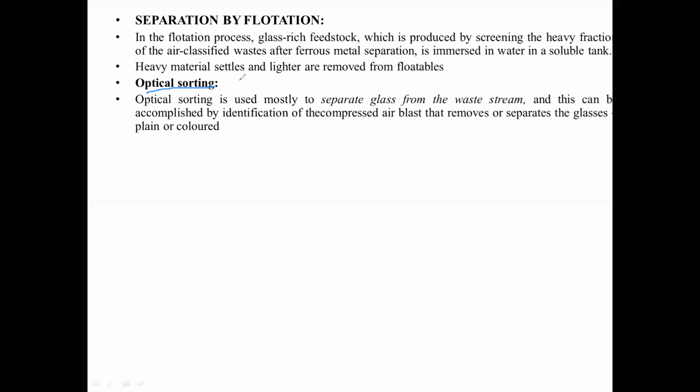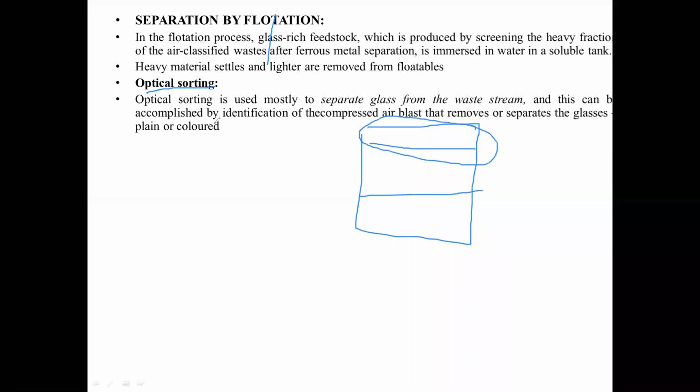So in optical sorting, once you have done the floating technique, as I told you, the heavier material settles down and the lighter material floats. Once you take this lighter material outside the tank, you go for the sorting method. In sorting, you go first with optical sorting. In optical sorting, you are only removing the glass waste from the streams. These glass wastes are going to be removed.